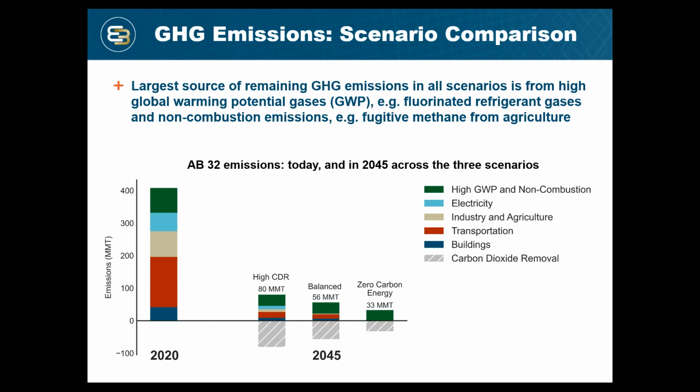This gives a direct comparison of how much reliance on carbon dioxide removal we see in each of these three scenarios, ranging from 80 million metric tons in the high CDR scenario to 33 million metric tons in the zero carbon energy scenario.